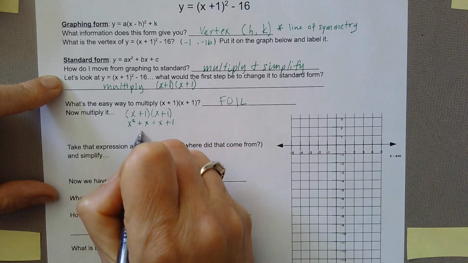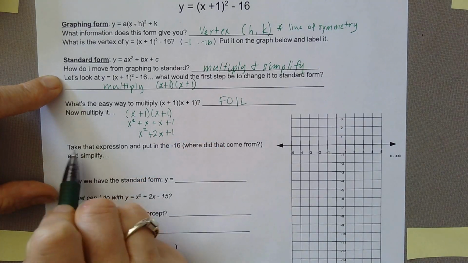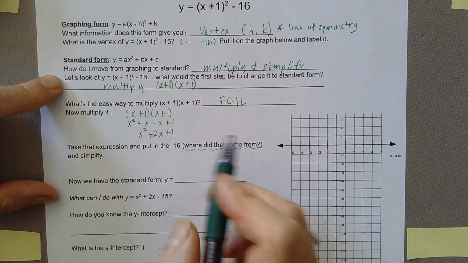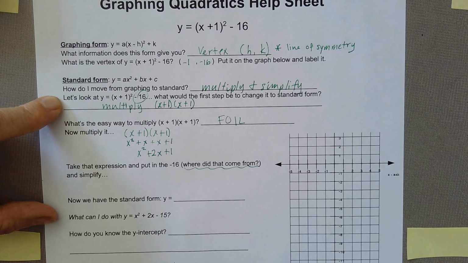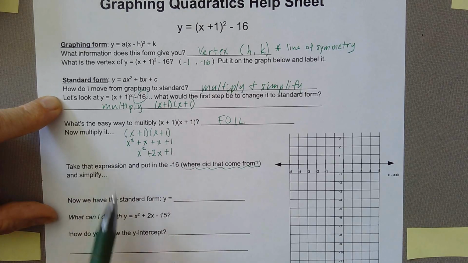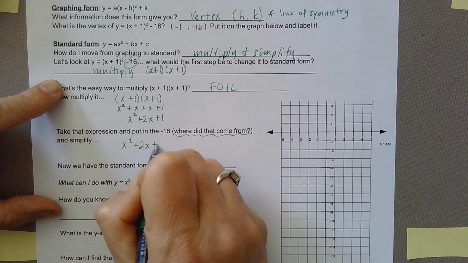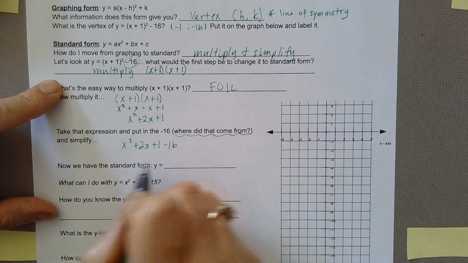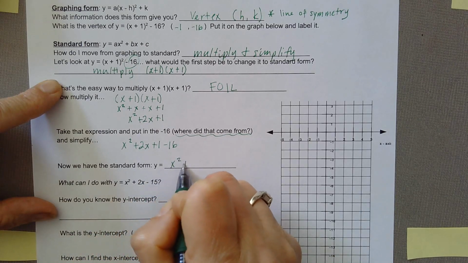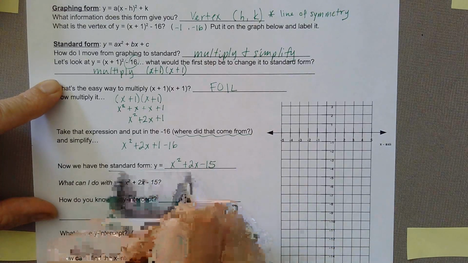So now I can simplify this: x squared plus 2x plus 1. Now let's take this expression and put in the negative 16. Where did this come from? Well, if you look up here, we haven't dealt with that part of the equation yet. All we've done is multiply. We've got to add this in to simplify. So I've got x squared plus 2x plus 1 minus 16. When I simplify, my standard form is y equals x squared plus 2x minus 15. This is our standard form.